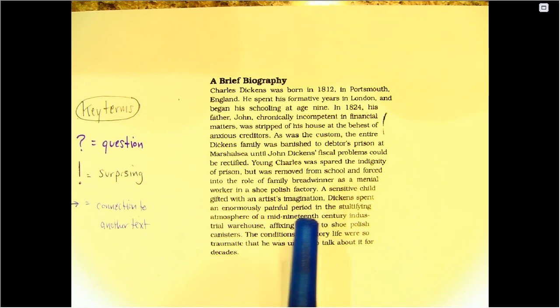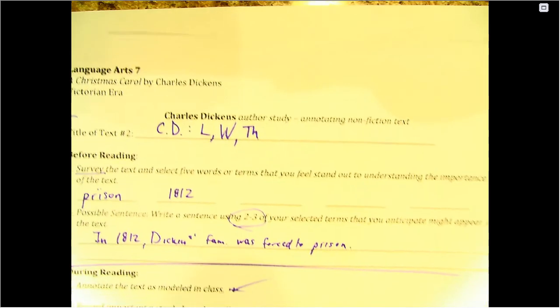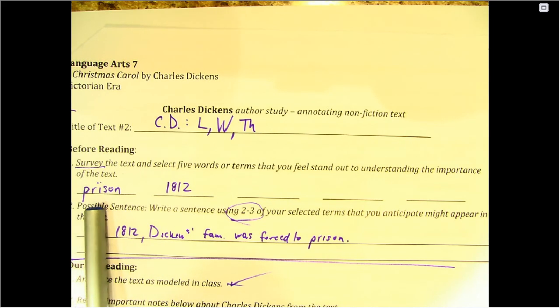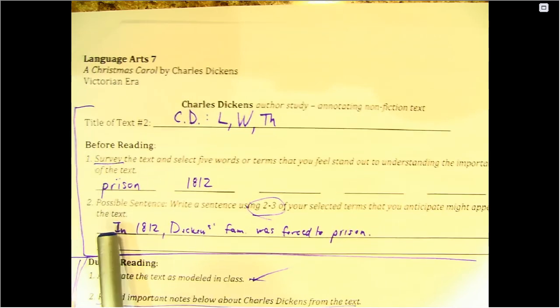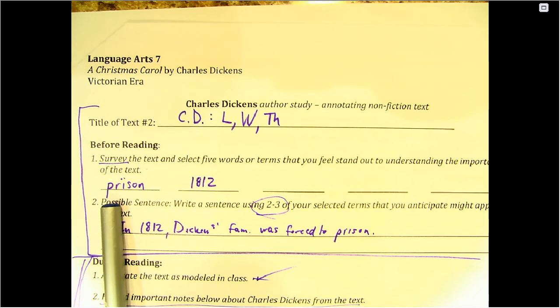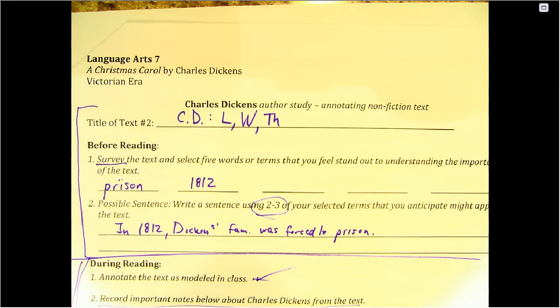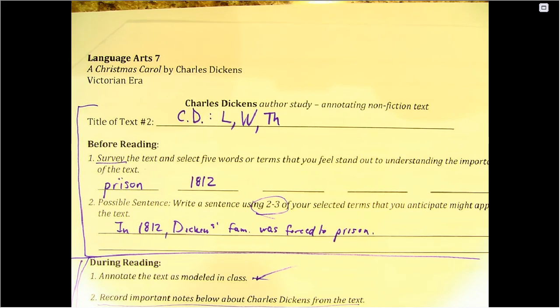We see he's a sensitive child. We see he had to work in a warehouse, and we see that the conditions he was unable to talk about for years. So as I'm going through, maybe 2 of the key things I see there are that prison was a key word that stood out to me, and 1812 was another one, a date that stood out as I skimmed through or surveyed the text.